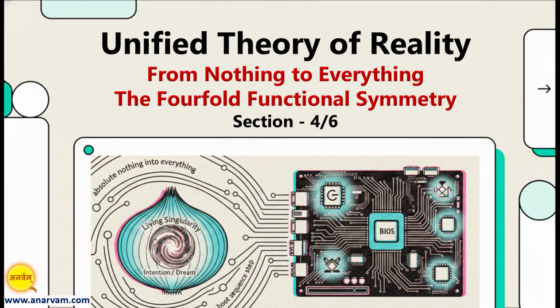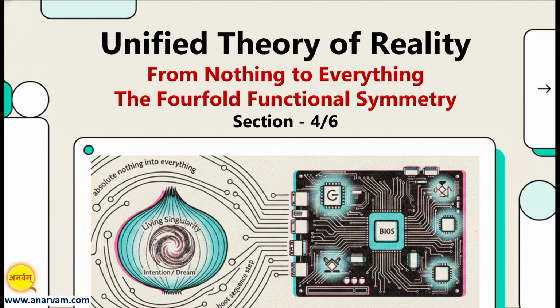Welcome back to the Explainer. If you remember from our last section, we peeled back the layers of the cosmic onion, and we found that the ultimate core of a black hole singularity isn't just some dead point of infinite density. Actually, it's a living, self-regulated entity made of pure intention, or dream.